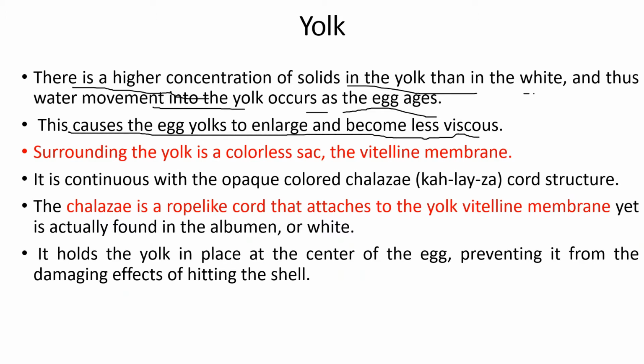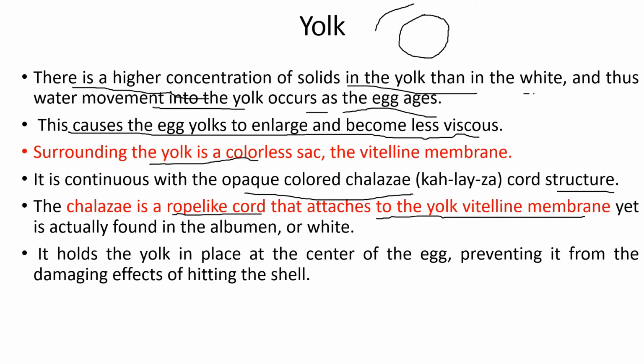Also, surrounding the yolk is a colorless sac, which is the vitelline membrane, which demarcates the yolk from the egg white. This is continuous with the opaque chalaza cord structure. The chalaza is a rope-like cord that attaches the yolk membrane to the egg white. So the chalaza cord attaches the yolk that is present inside the egg with the egg white that is outside the yolk. In between, there is a cord present that joins the two.